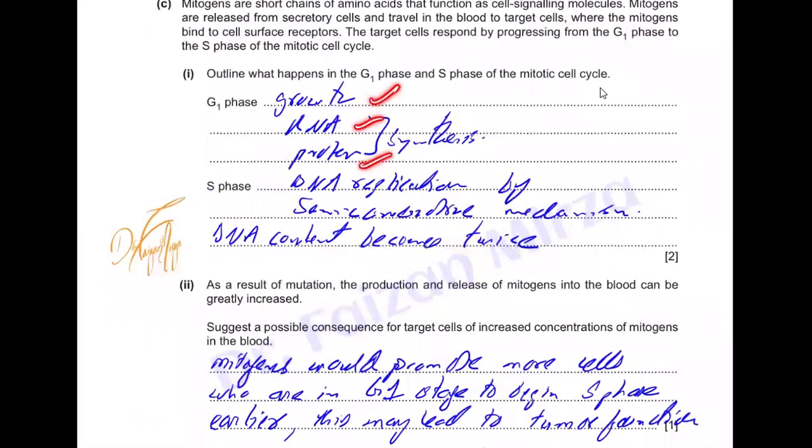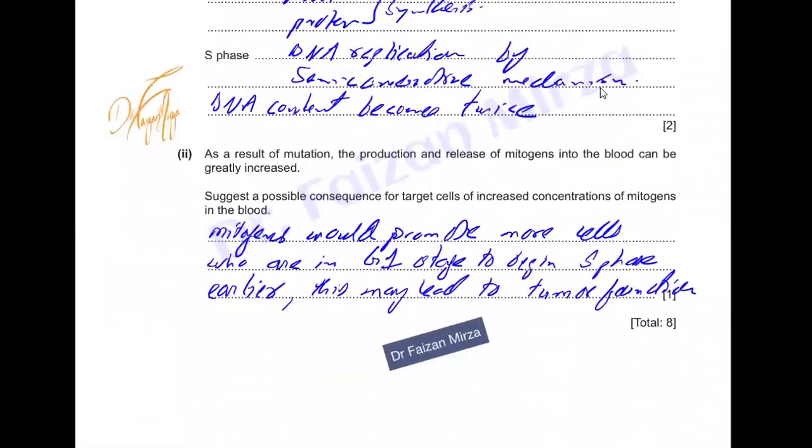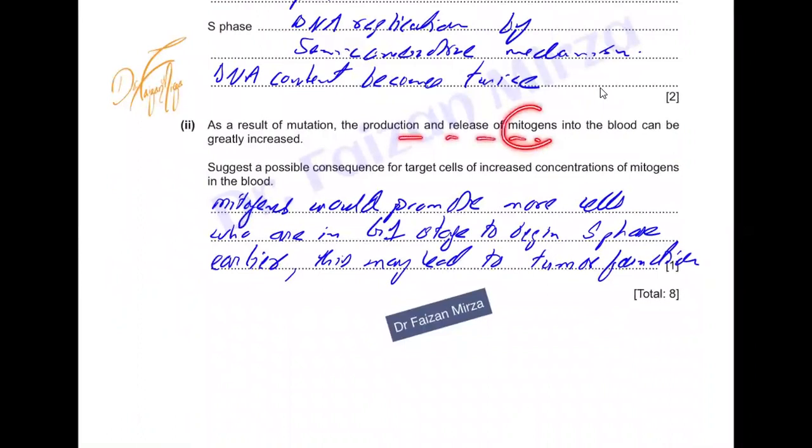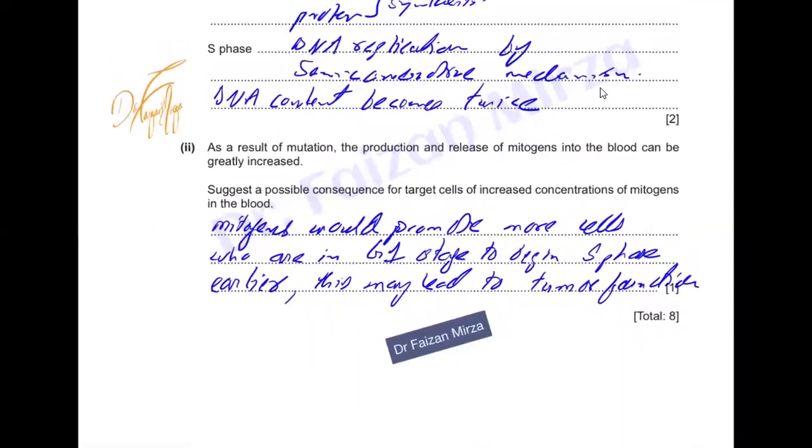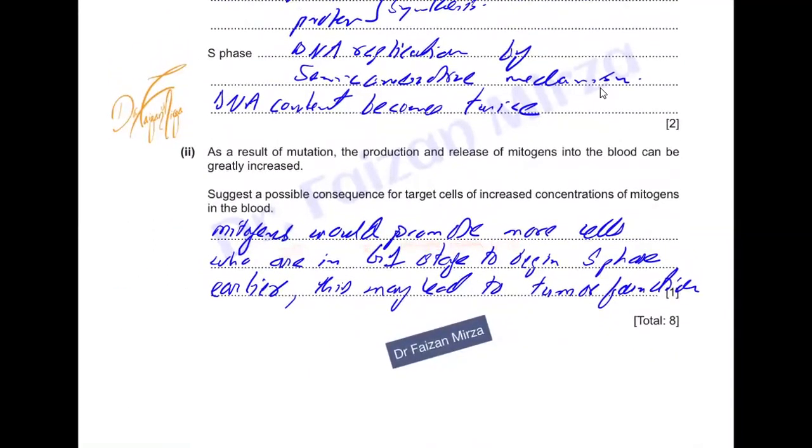G1 is for growth, RNA and proteins get synthesized. S phase is for DNA replication by semi-conservative replication. The DNA content becomes twice. So these can be your points for this question. As a result of mutation, the release of mitogens in the blood can be greatly increased. Suggest a possible consequence for the target cell of an increased concentration of mitogens. Since the mitogens promote the cell from G1 to S phase, they would promote more cells in G1 to begin S phase as early as possible. So they will go to S phase, and DNA replication will occur very fast, before the actual growth would have occurred. This may lead to tumor formation.